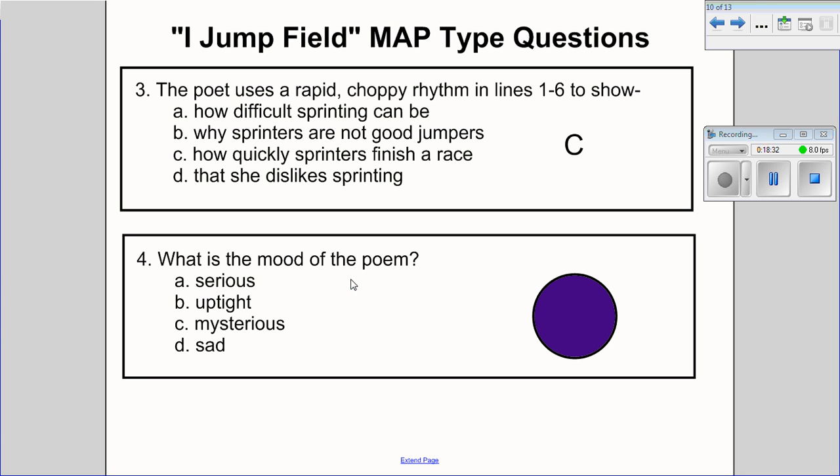Question 4 is asking us what's the mood of the poem. So what's the overall idea? Is it serious, uptight, mysterious, sad? Well, our narrator doesn't seem to be very sad. Also, the narrator's not mysterious. They come out and tell us exactly how they're feeling. They don't seem rude or uptight, so I would say that serious is going to be our best answer.